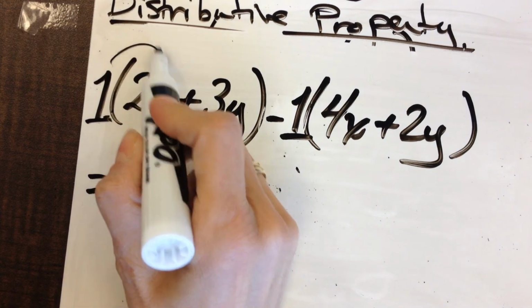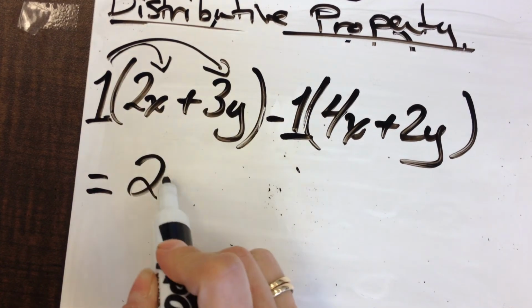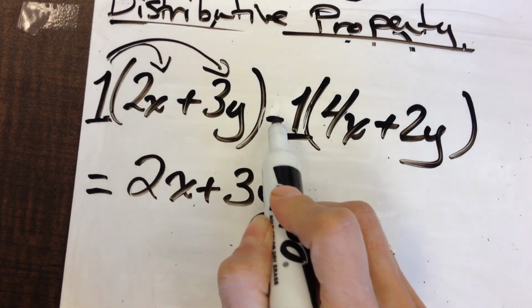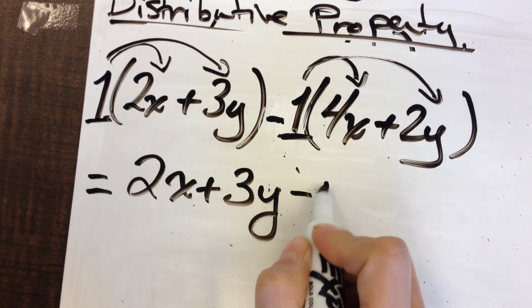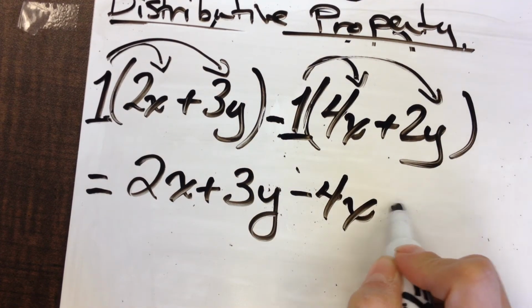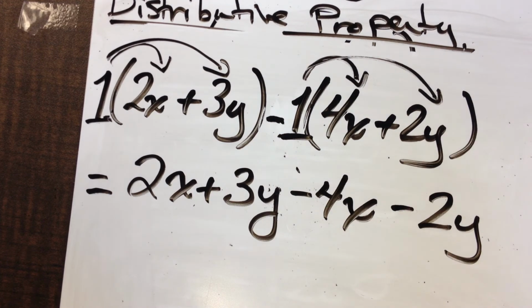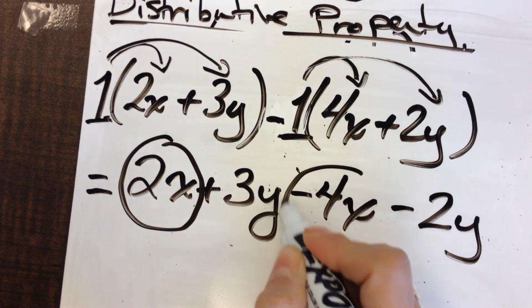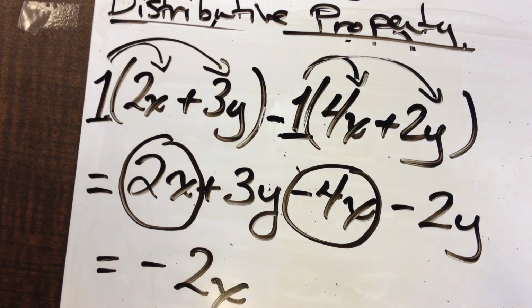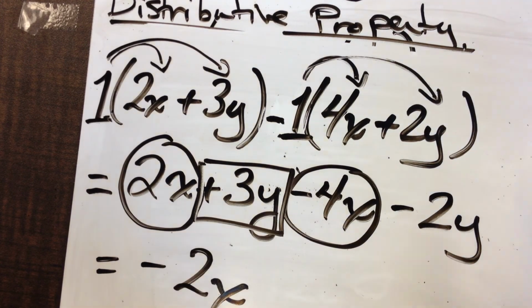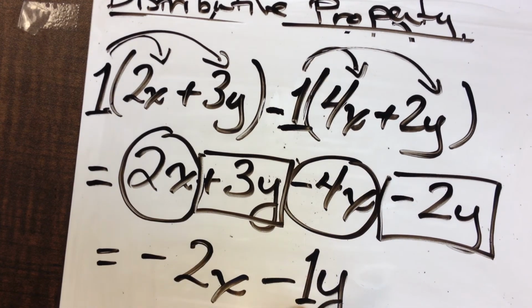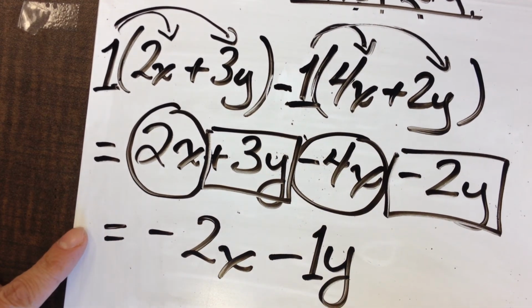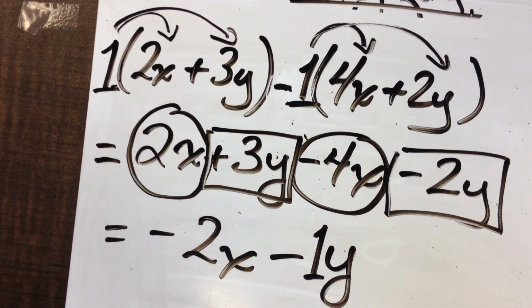And if I use my distributive property, which in this case doesn't change a thing, but what happens here? It will change the sign. -1 times 4x, -4x, -1 times 2y, -2y. Now, can I simplify? Do I have members of the same family? Yes, I do. Here's my 2x, here's my -4x, that gives me -2x. What about the y family? Here they are, +3, -2, and that gives us -1y. I don't have to write the 1, but I know there's a 1y. And there you have it. It's simplified, and that's all you have to do.